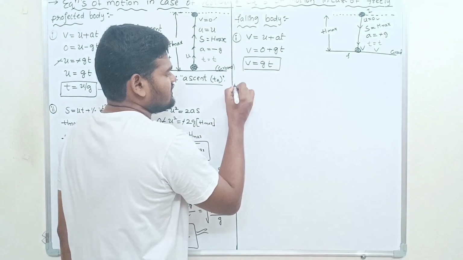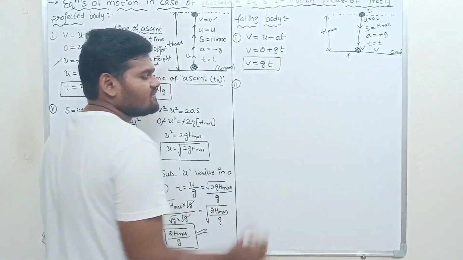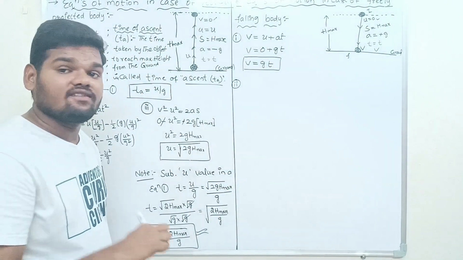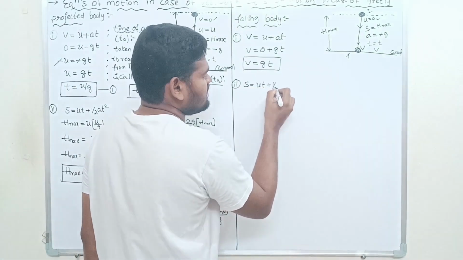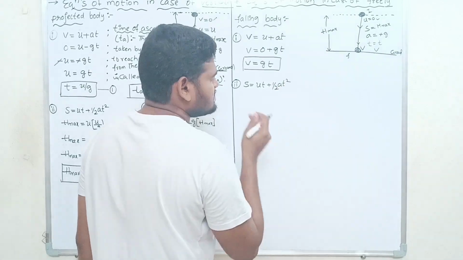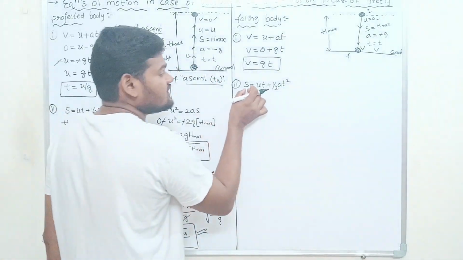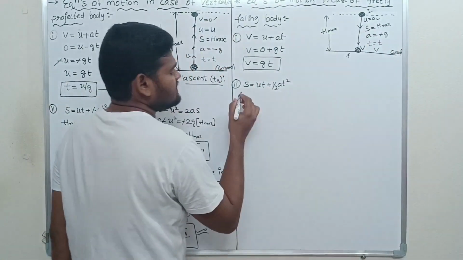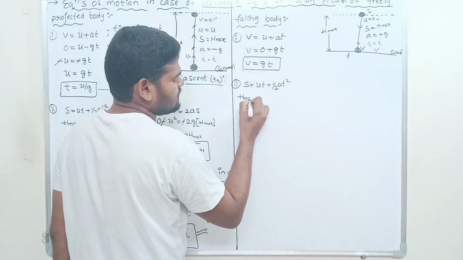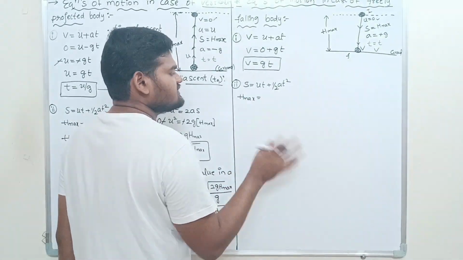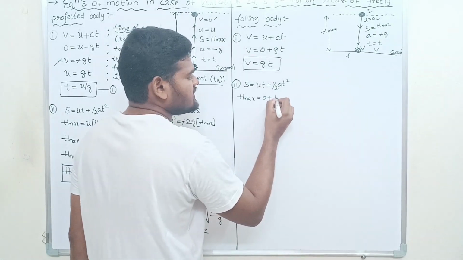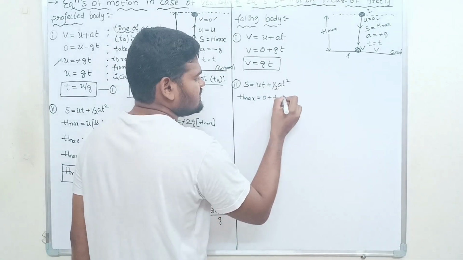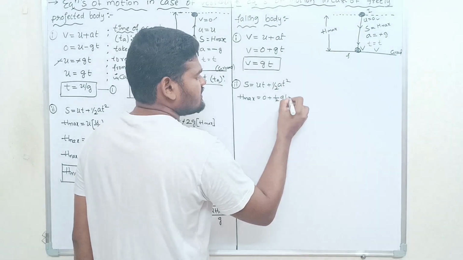That is the equation for the final velocity of the object. Are you getting it? Right. Taking the second equation of motion, what is our second equation of motion? s is equal to ut plus half at square. What is s? s is nothing but the maximum height, which is equal to, what is u? 0. 0 into something is 0, plus half, a is equal to g, and time is t square.